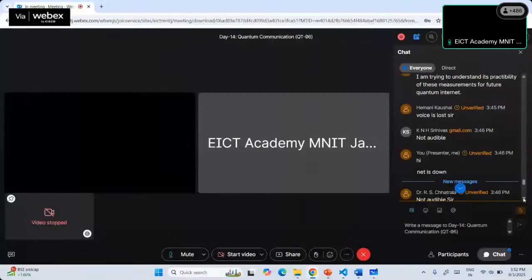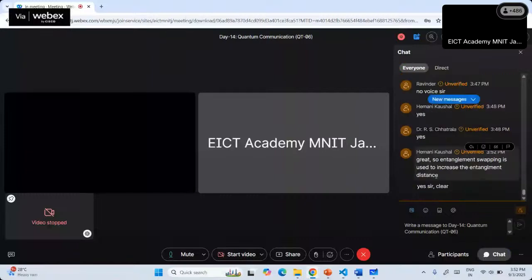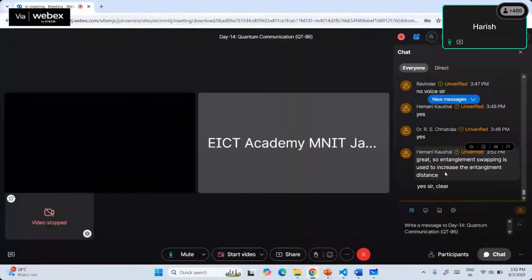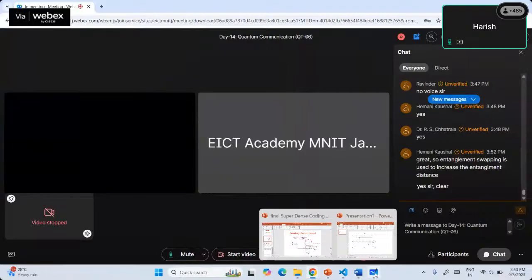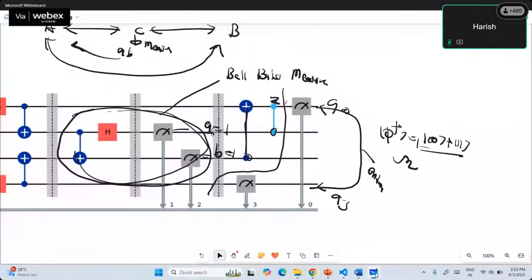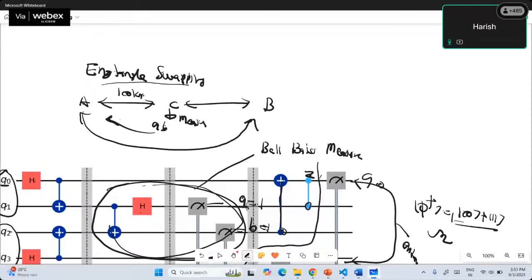Yes, questions are there. Yeah, just a second, let me take. Yes, so Himani is correct. Entanglement swapping is used to increase the entanglement distance. See here, suppose this original entanglement is over a distance of 100 km, we can perform entanglement swapping. After that, suppose our entanglement does not deteriorate that much, then this way we can increase the distance of entanglement from 100 to 200. And likewise, if we do it in a cascading or nested way, then we can increase it further.